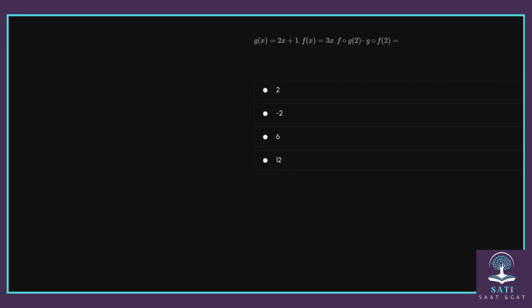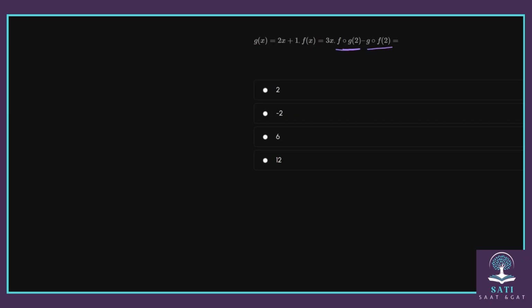g of x equals 2x plus 1. f of x equals 3x. Find f of g of 2 minus g of f of 2. So look here now. We're going to solve them step by step. We're going to start to find this one first, then we find this one, and next, we subtract them.